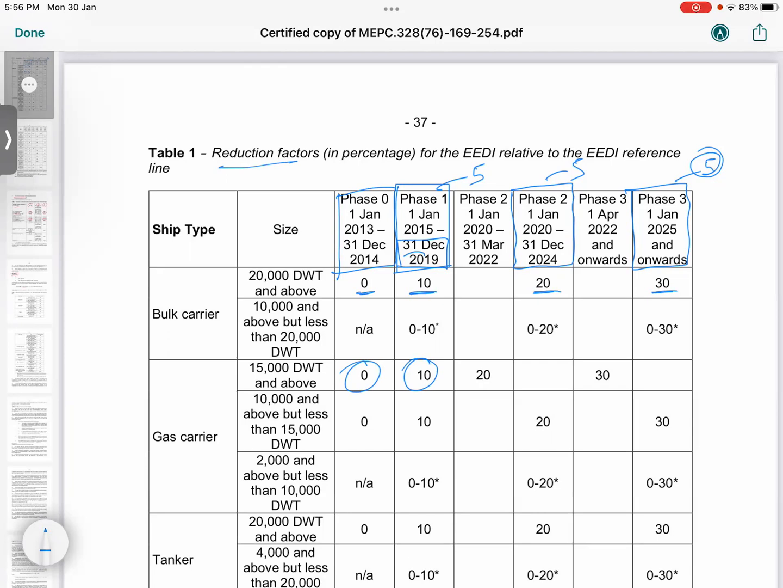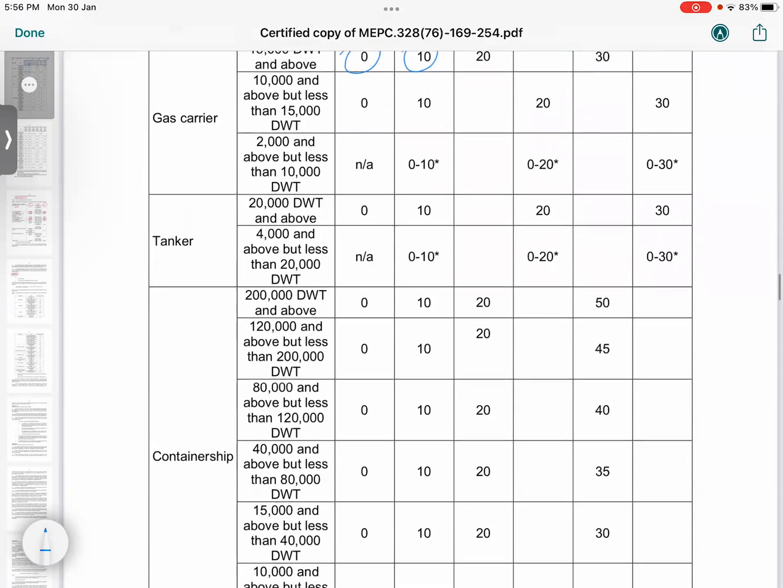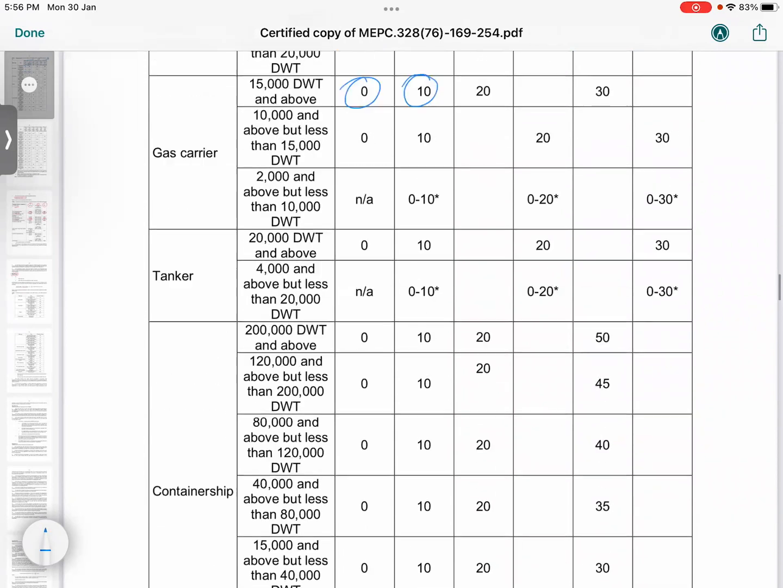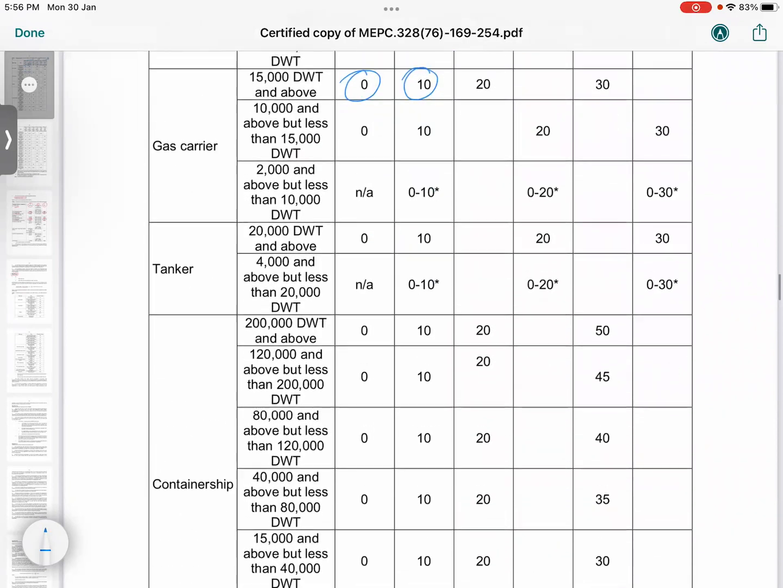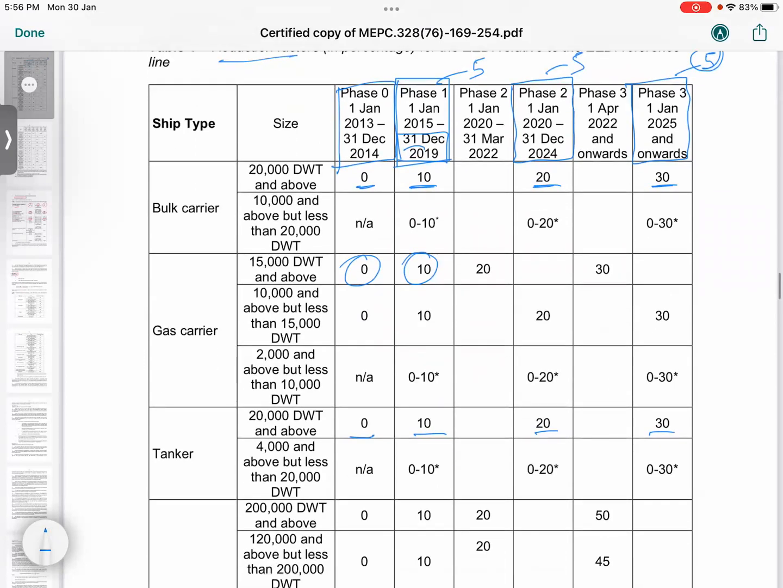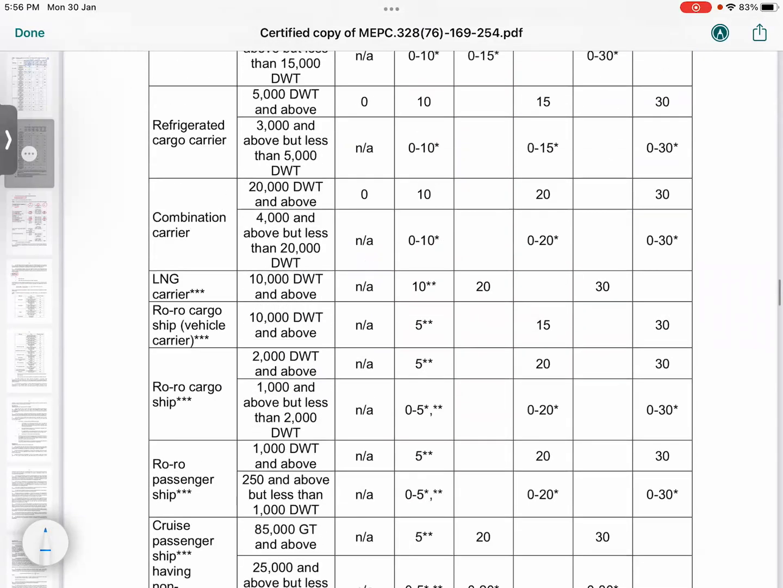And this will be different for different types of vessel. Let's say general cargo, or let's say this tanker. It is 0, 10, 20, 30. So all types of vessel are given over here. For each of them it tells you how much reduction you have to make. It depends on which phase you are in.